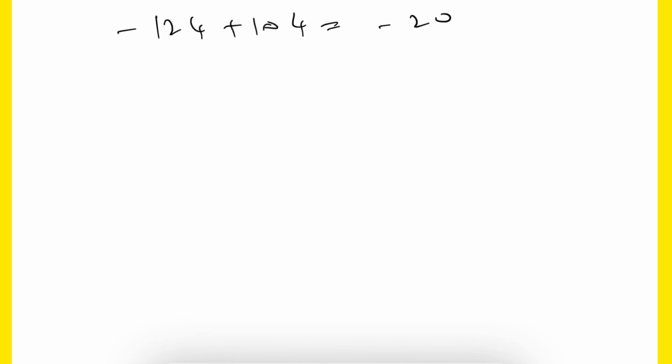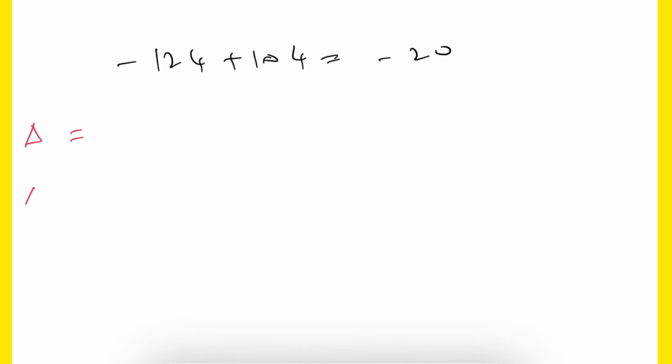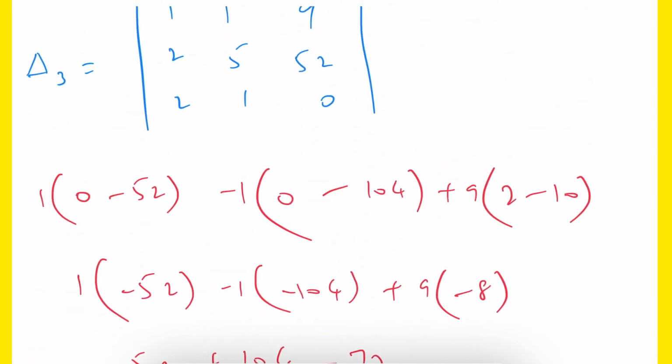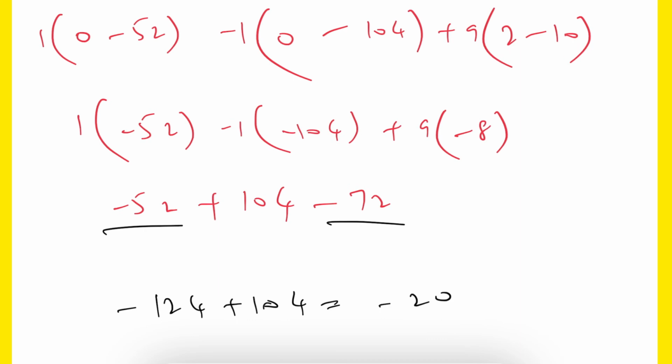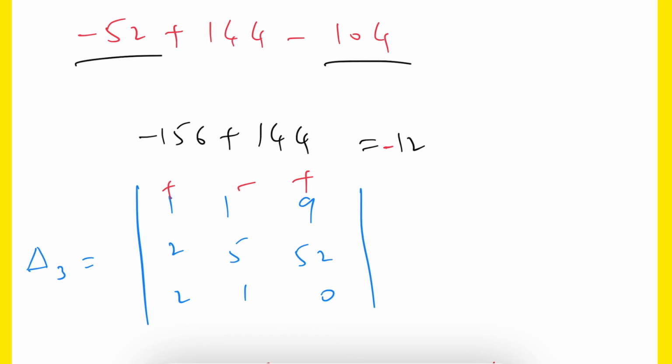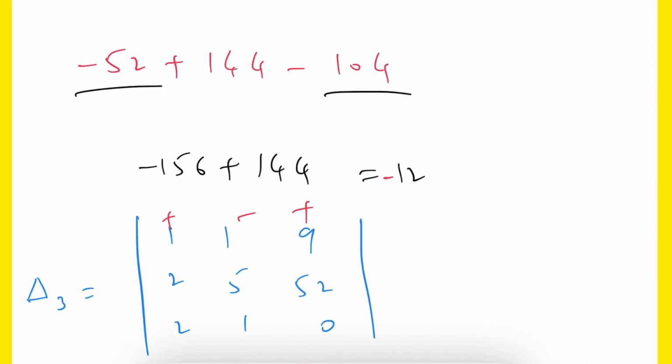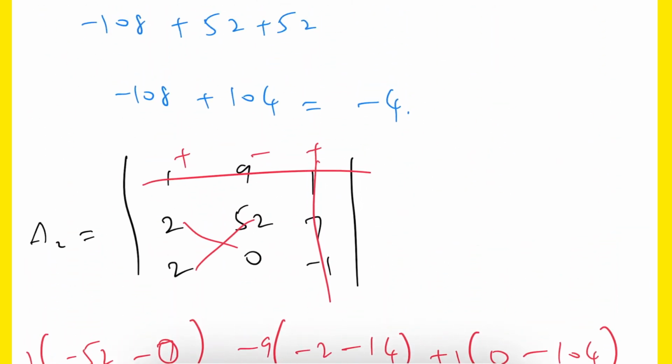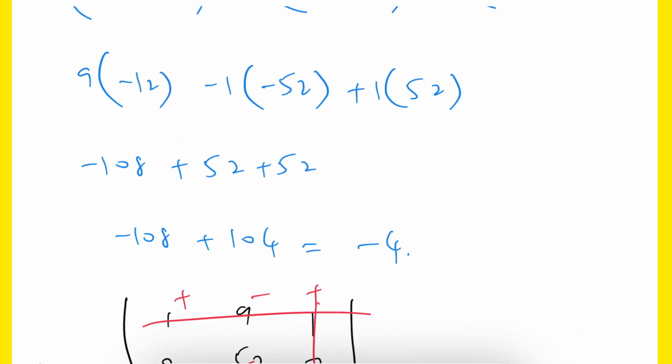Let us write all the delta 1, delta 2, delta 3 values together. Delta 1, delta 2, and the last one will be delta 3. Let me check. Delta 3 is minus 20, just now we got. Next, delta 2 is minus 12, here minus, right? Okay, delta 2 is minus 12. Next delta 1 then. Delta 1 is minus 4 and delta is also minus 4. So delta 1 is minus 4 and delta is also minus 4.